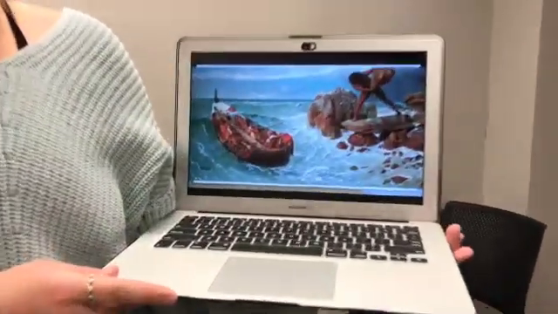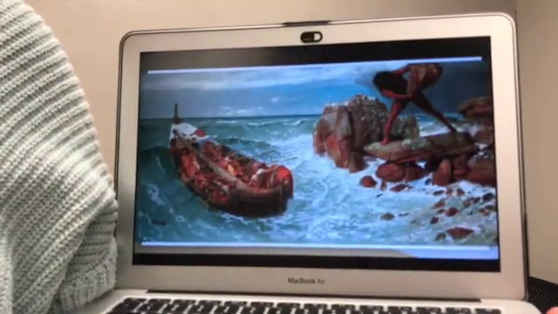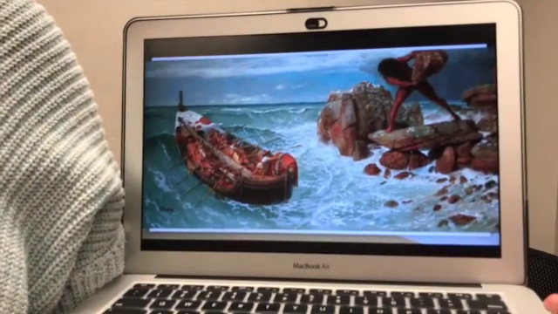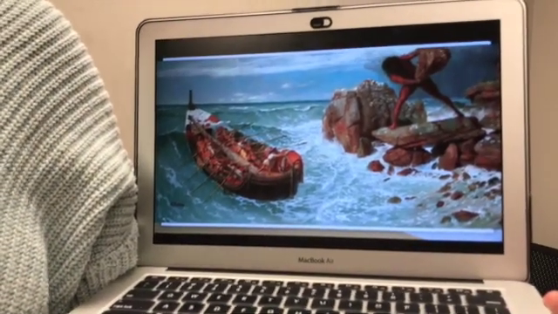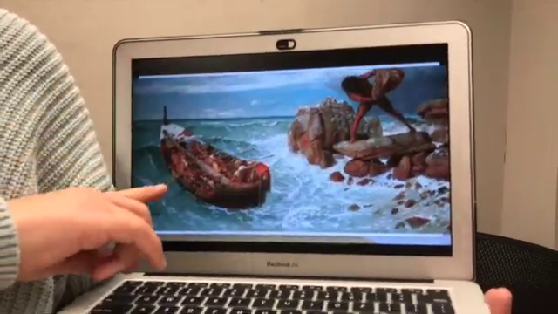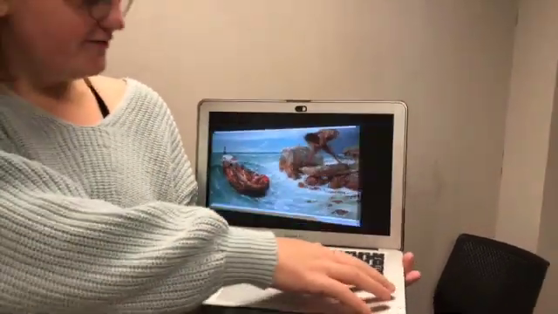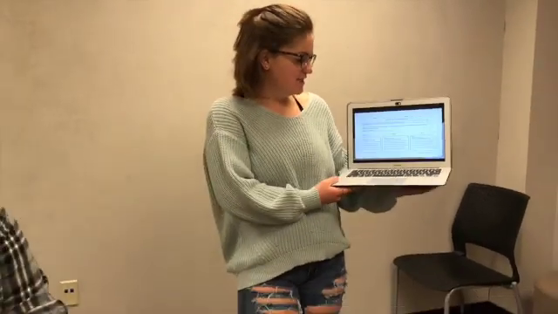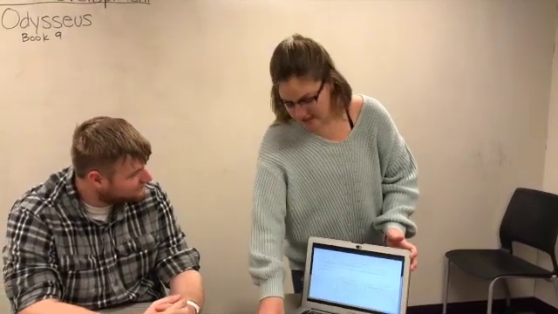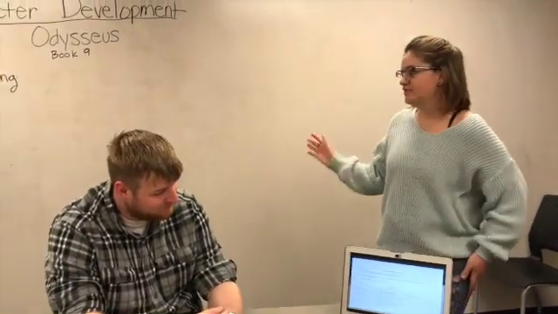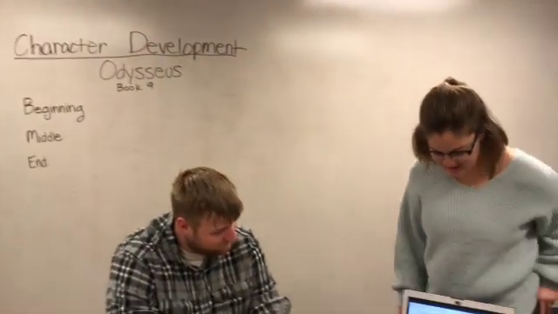And this is just a picture of Polyphemus, getting wrath on the men. So that would be Polyphemus, and that's Odysseus and his men trying to leave. All right, so now we're going to work on character development for this book specifically. So on the board, I have this chart basically recreated in simpler terms.